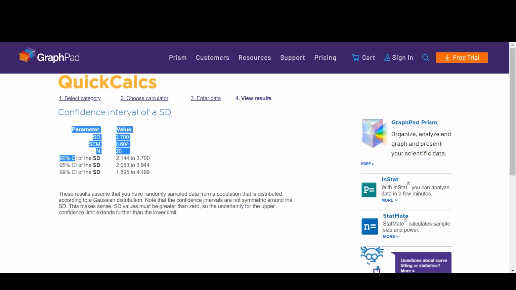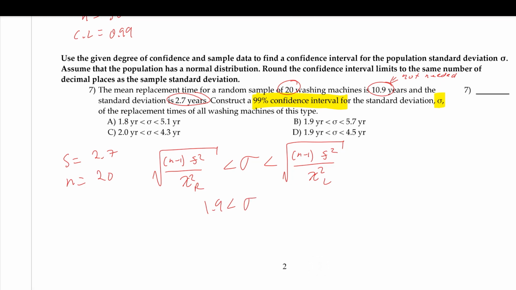you get essentially three options: 90%, 95%, and 99%. If it's not one of these, you would have to come up with those critical values using a different calculator. But in our case, we wanted a 99% confidence interval, so our answer is 1.895 to 4.499. I believe the answer choices in the multiple choice were only one decimal place, so this would be 1.9 and this would be 4.5. So we get 1.9 and 4.5, which is answer choice D.